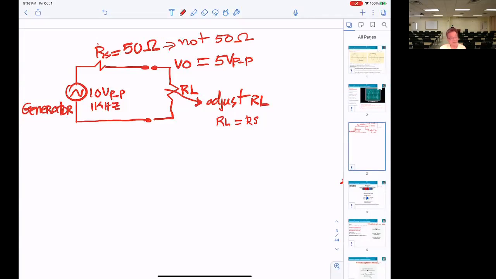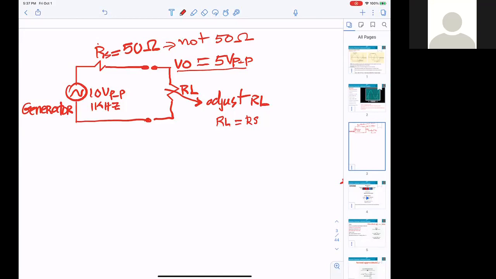Then I can tell you, maybe the output of the generator is not 50 ohm. So what can we do now? You adjust the RL to meet whatever resistance of the generator is? No, you adjust RL until Vout equals 5 volt, a half of 10 volt.